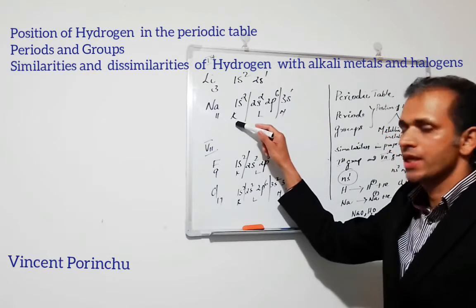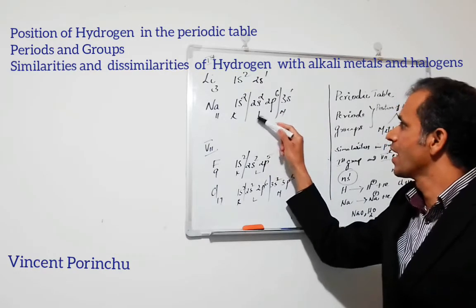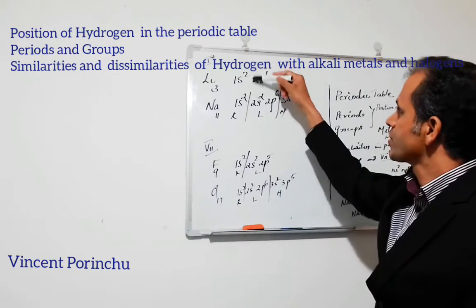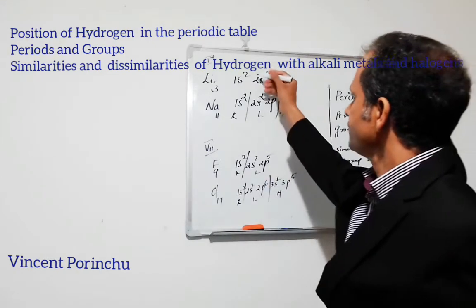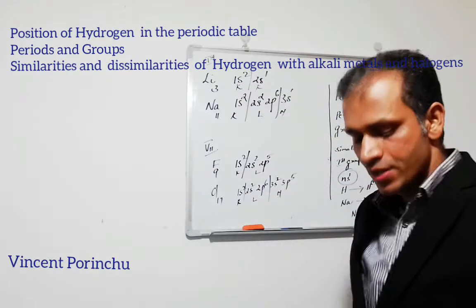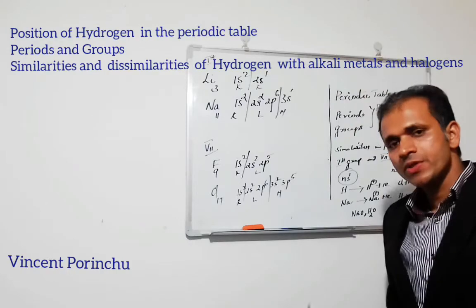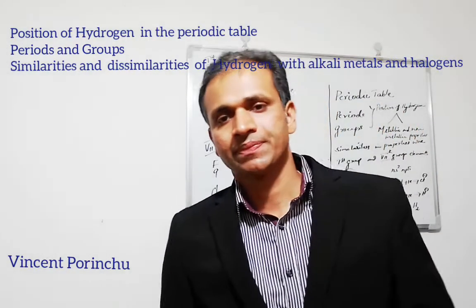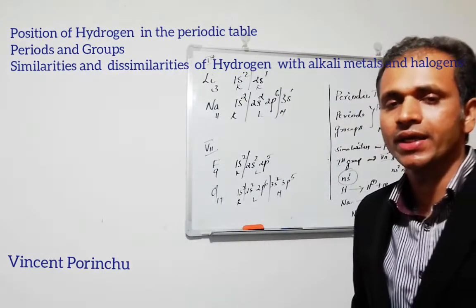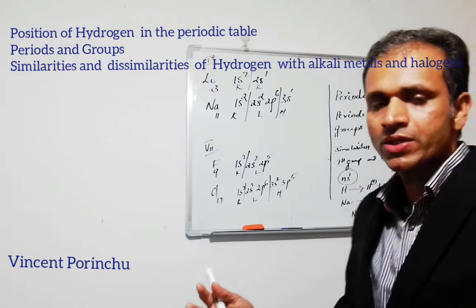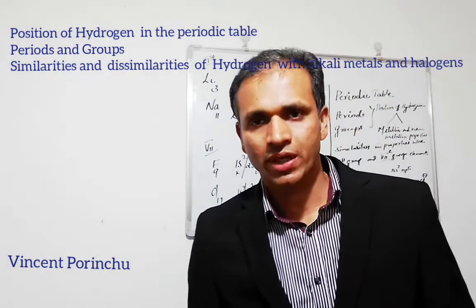The first shell is known as the K shell, then L and M. So the outermost orbital of alkali metals generally contains 1 electron. It's very similar to the hydrogen electronic configuration.